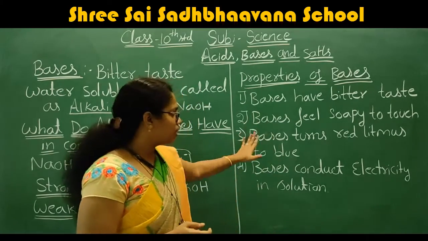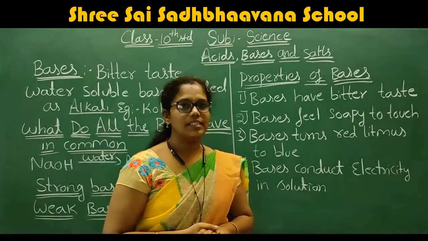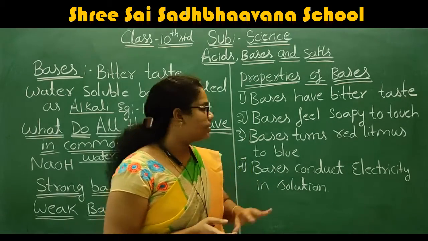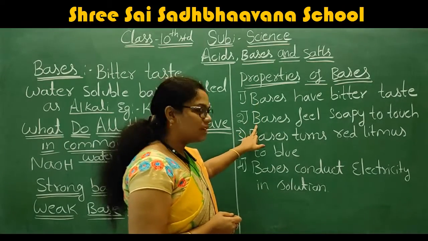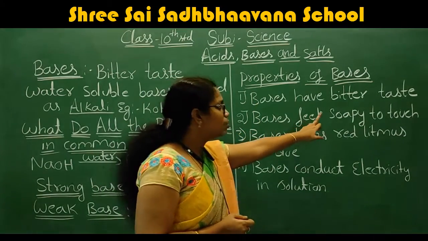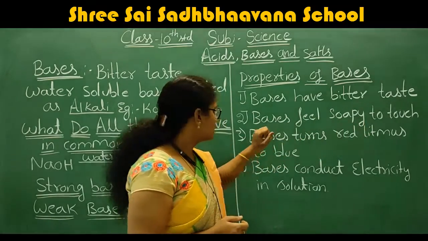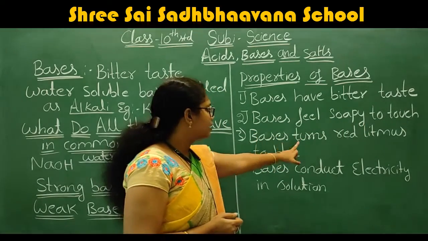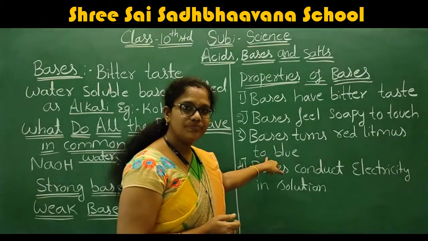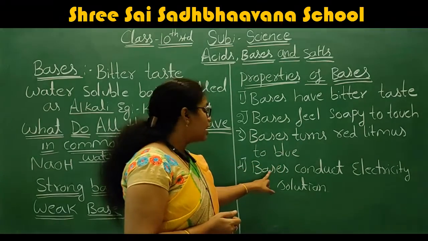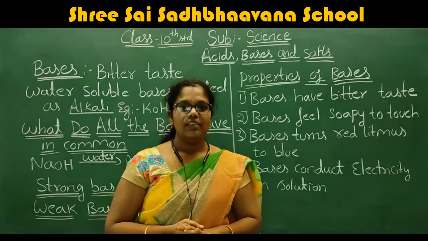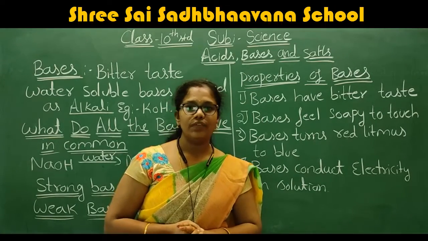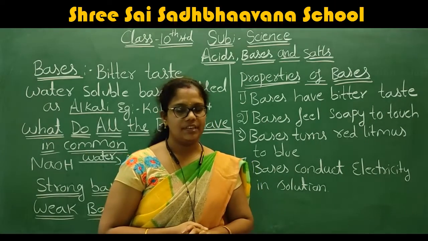What are the four important physical properties of the bases we discussed? The first one is that bases have a bitter taste. Second, bases feel soapy to touch. Third, bases turn red litmus to blue. And the fourth, bases conduct electricity in solution. These are the four important physical properties.